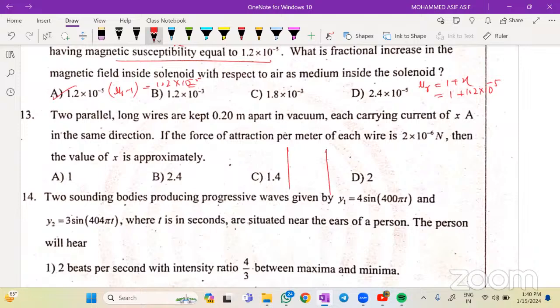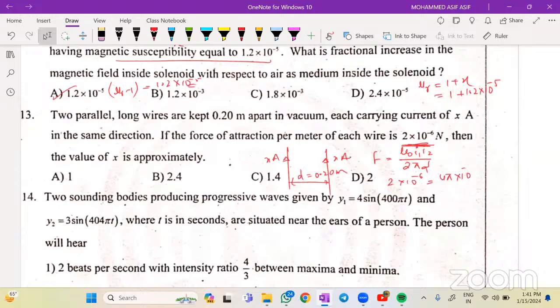Two parallel long wires 0.2 meters apart are carrying the current of x ampere in the same direction. So there is x ampere in this one and x ampere in this one also. If the force of attraction per meter of each wire is 2 into 10 power -6, then the value of x approximately is equal to how much? The force per unit length formula: F is equals to mu naught I1 I2 divided by 2 pi into the distance between the two, d, which is 0.20 meters. Everything is given in the problem, the force is given as 2 into 10 power -6, which is equal to mu naught, 4 pi into 10 power -7, the current I do not know, x square divided by 2 pi into 0.2. Simplify and find the value of x.